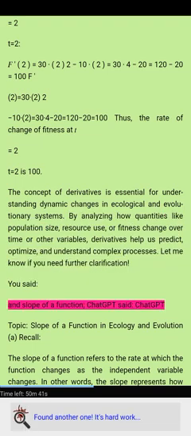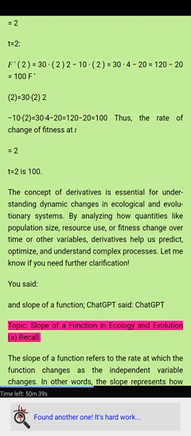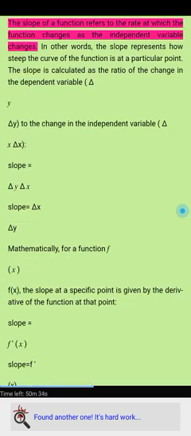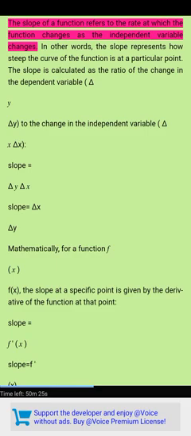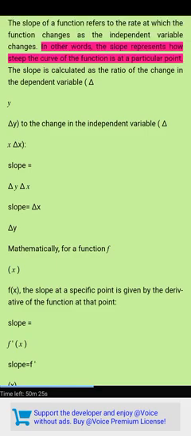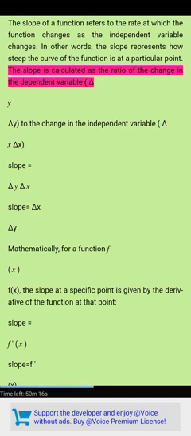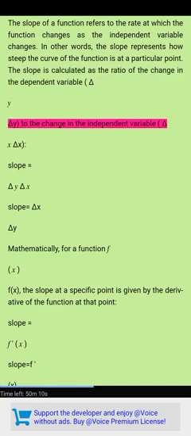Topic: slope of a function in ecology and evolution, recall. The slope of a function refers to the rate at which the function changes as the independent variable changes. In other words, the slope represents how steep the curve of the function is at a particular point. The slope is calculated as the ratio of the change in the dependent variable, delta y, to the change in the independent variable, delta x.